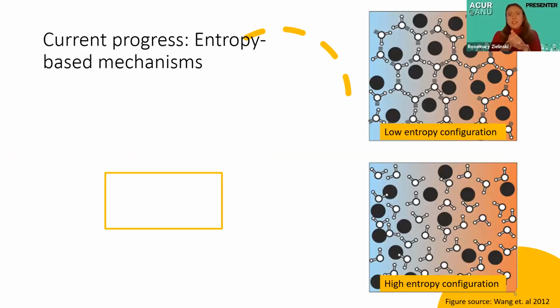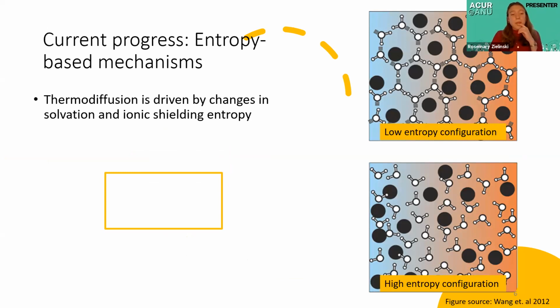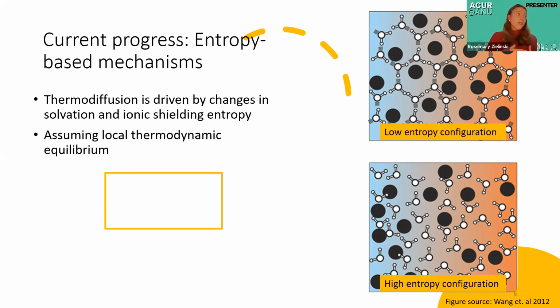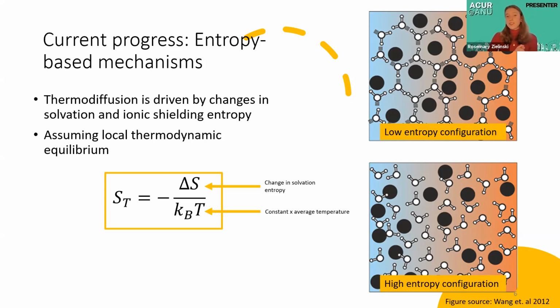So I'm going to restrict my discussion to aqueous systems now. So this is systems with water as a solvent, and these are primarily what I looked at. It's been hypothesized that thermodiffusion is driven by changes in solvation and ionic shielding entropy. Furthermore, it's also been posited that, if we assume a local thermodynamic equilibrium, this Soret coefficient is really given by the negative of the change in solvation entropy divided by k_B T.